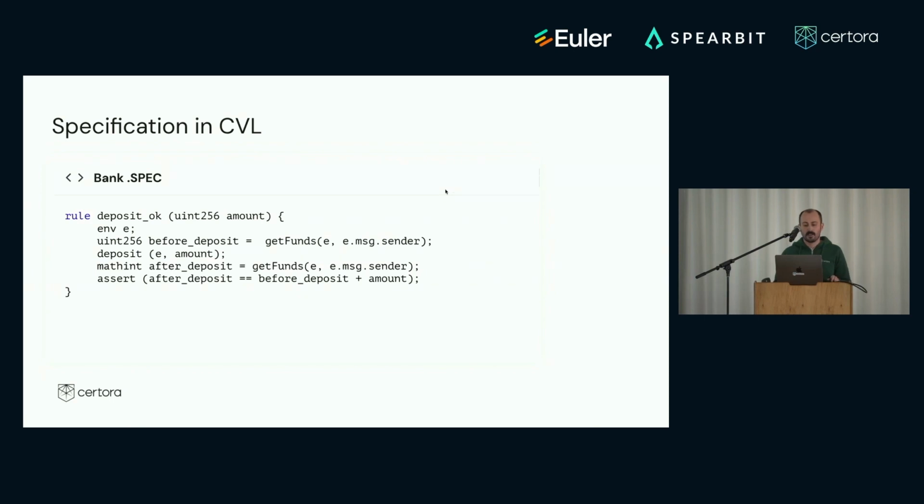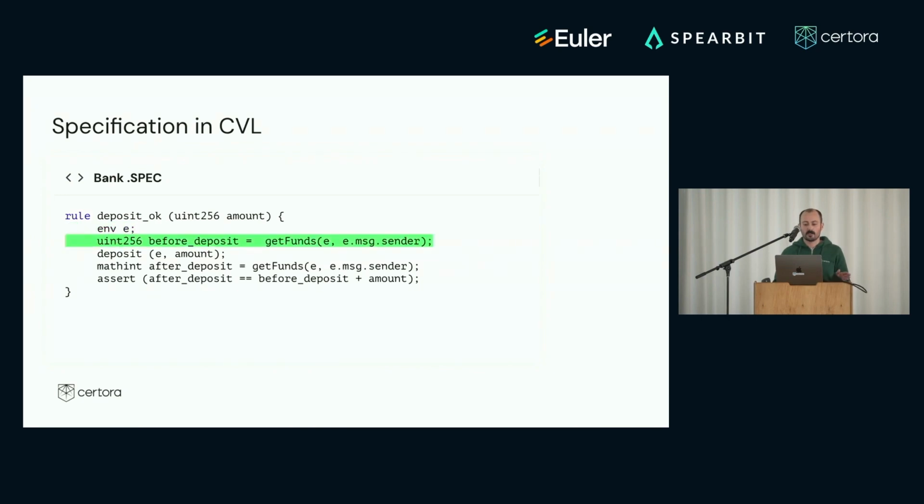This rule, deposit OK, does exactly this. It takes an arbitrary uint256 as an amount. And then on the following line, we have this environment variable, which is a special type in the Certora prover, which lets you reference the global variables in Solidity, such as the block timestamp or the message sender address.